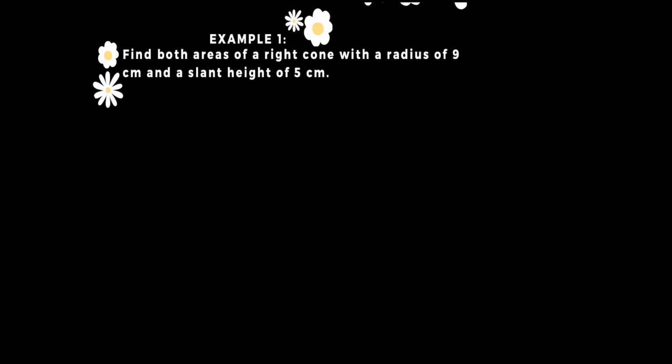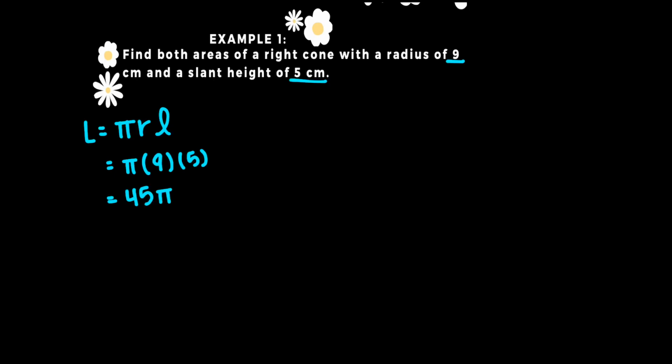Alright, so example 1, I ask you to find both areas, so the lateral and total, of a right cone with a radius of 9 centimeters and a slant height of 5 centimeters. So I'm going to go ahead and first start off with my lateral. Remember, that formula is pi times the radius times the slant height. So I have pi times, my radius is given and it's 9 centimeters, and my slant height is also given, it is 5 centimeters. So when I do this to simplify, I have 9 times 5, which is 45 pi. You can leave it at this answer, or remember, if you want it as a decimal form, you can also put it as 141.37, and these are both centimeters squared.